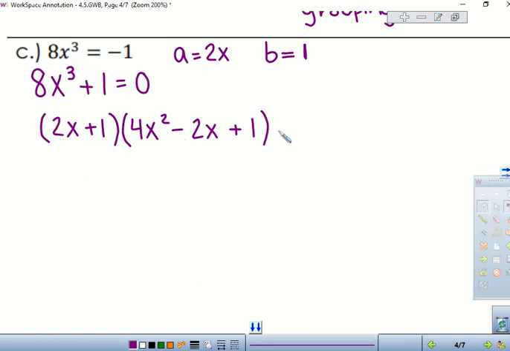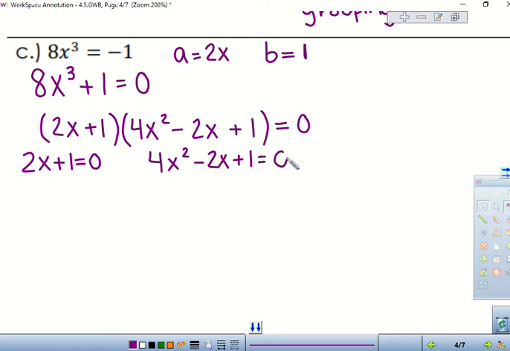So from here, you're now going to set each of these equal to 0. So this is going to be 2x plus 1 equals 0. And this one's going to be 4x squared minus 2x plus 1 equal to 0. Over here, this one's just going to solve to become x equals negative 1/2. And then over here, we have a situation. So I just want to remind everybody in here.